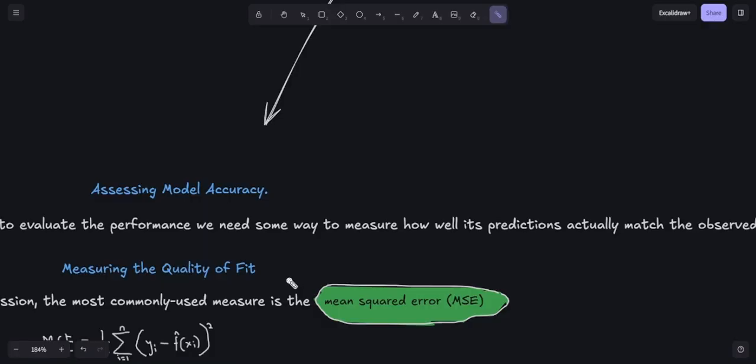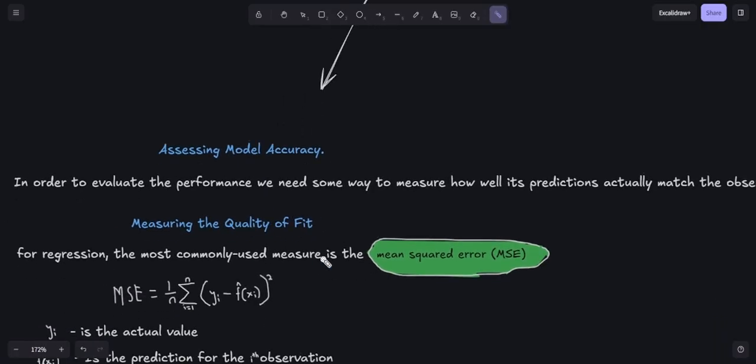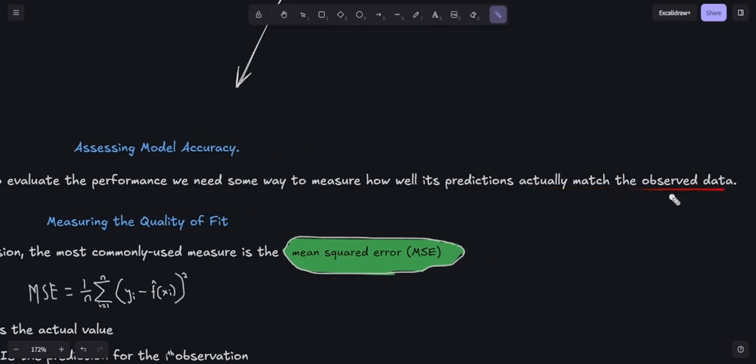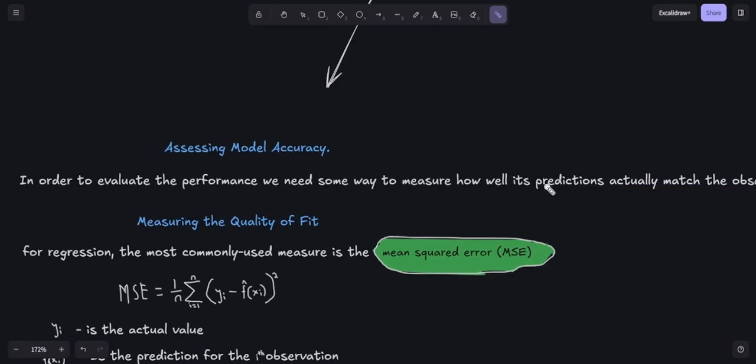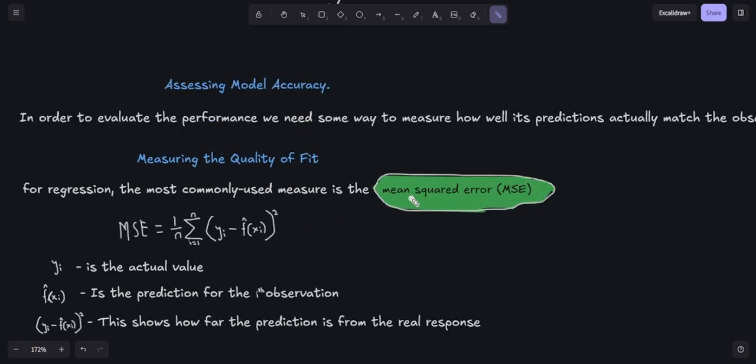Assessing the model accuracy. In order to evaluate the performance, we need some way to measure how well its predictions actually match the observed data. So we need to calculate whether the model is doing well or not. We have to measure it so that we can know if it's doing good or bad. For regression, the most commonly used measure is mean squared error, MSE.